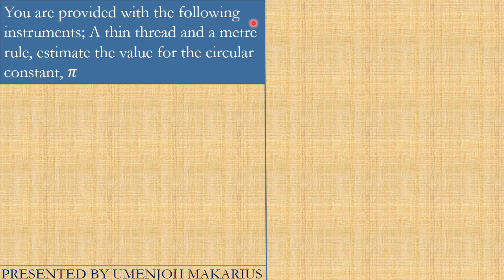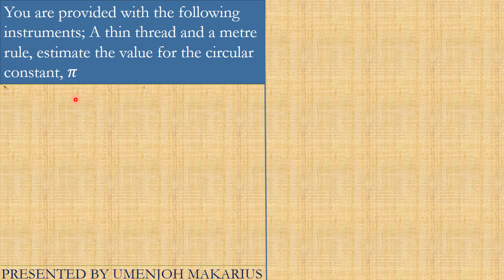So friends, let's get started. The question is that you're provided with the following instruments: a thin thread and a metal rule. Estimate the value for the circular constant pi. To answer this question and score all the marks, once the thread has been provided, we quickly measure the length of the thread, and we measure the diameter. You take the thread and put it on your table and join the two ends together, and you adjust it in such a way that it gives you a circle from which you can measure the diameter, and using the formula, estimate the value of pi.